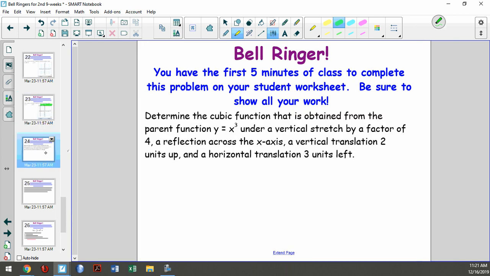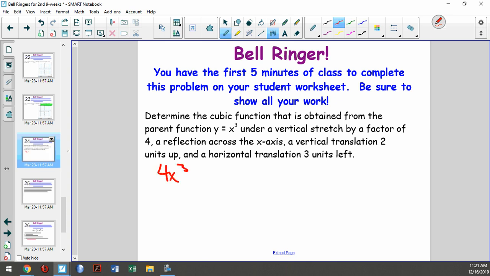Determine the cubic function that is obtained from the parent function y equals x cubed under a vertical stretch by a factor of 4. What do I do first? Under a vertical stretch by a factor of 4, what does that mean I have? 4x cubed.